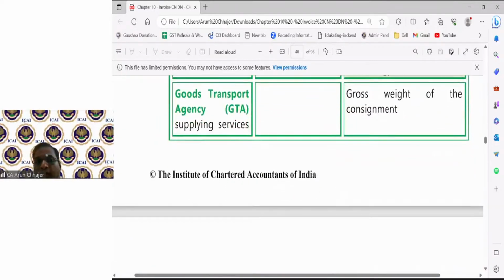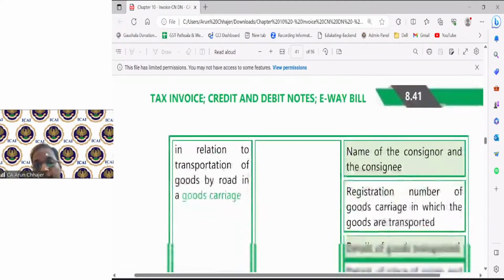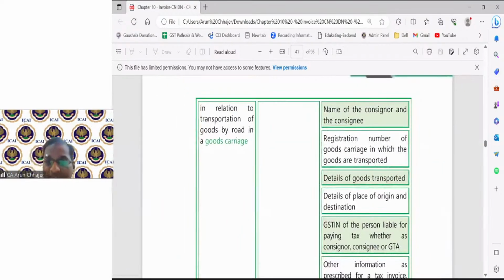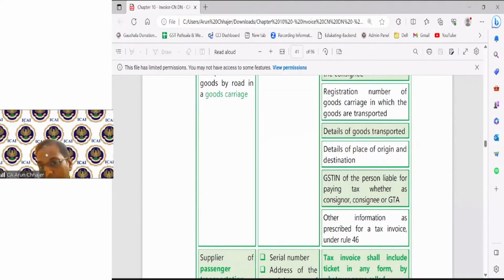So please take care. In case of GTA, the document they will issue must have: gross weight of the consignment, name of the consignor and consignee, registration number of the goods carriage in which the goods are transported, details of the goods transported, place of origin and destination, GSTIN number of the person liable for paying the tax, whether as consignor or consignee or GTA. Other information which is being prescribed for a tax invoice.